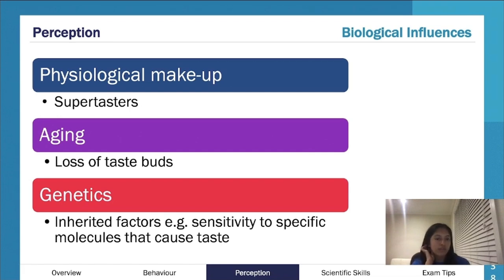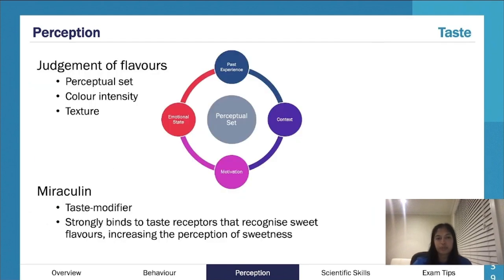So aging, you lose taste buds as you age, and genetic factors as well. You may just be more sensitive to certain tastes than others. Again, perceptual set. You can see that this is very relevant with taste as well, because your environment really influences your taste, and so does your smell. Your smell obviously influences your taste a lot. But also the context, your emotional state. Are you mad? Are you sad? Are you hungry? Have you eaten this food before? That sort of thing. You can imagine how that influences the taste of something.